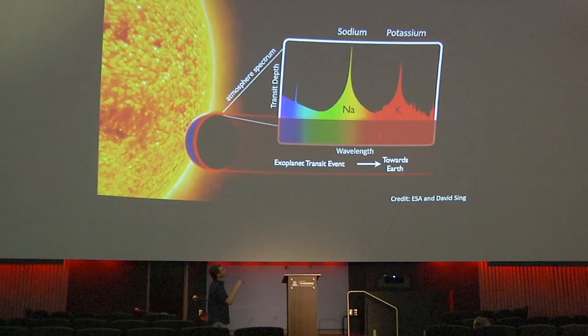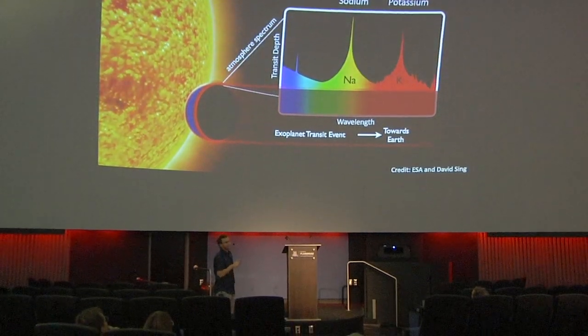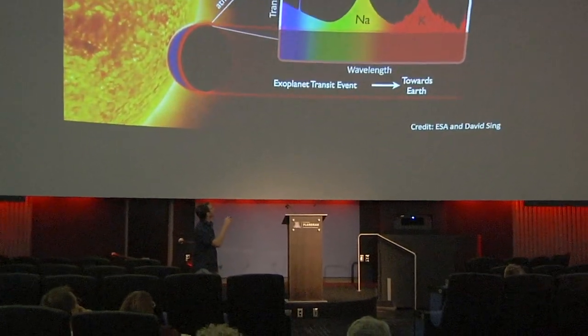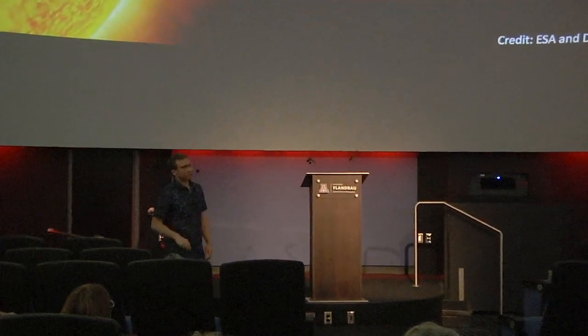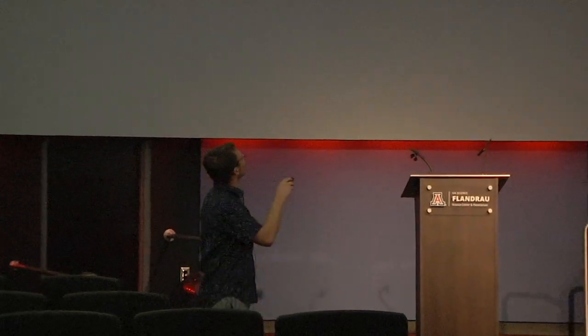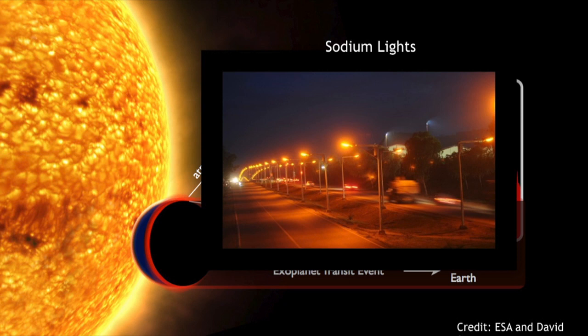So two elements that we've actually been able to detect in their atmosphere are sodium and potassium. These have big spectral lines. So the sodium one is like a yellowish. It's actually what some streetlights are made of. So whenever I travel down Mountain Avenue, which has a bunch of these, I always think of exoplanet atmospheres.